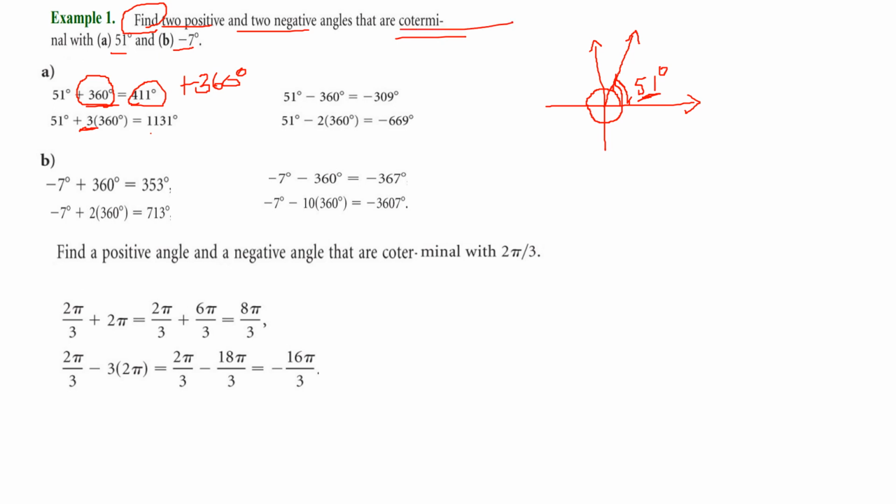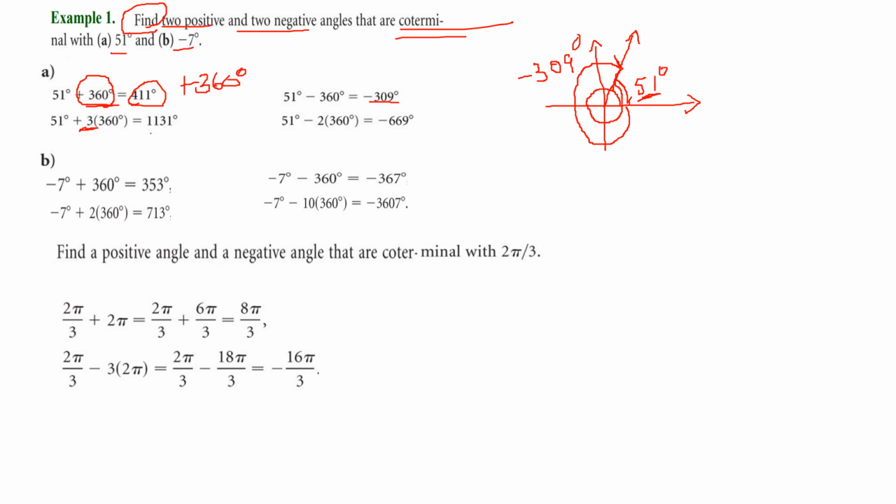For a negative angle, we reverse and subtract 360 degrees, because we have to take the terminal side in the opposite direction, one complete rotation. So minus 360 degrees, so that you reach the terminal side. So 51 minus 360 gives minus 309 degrees.